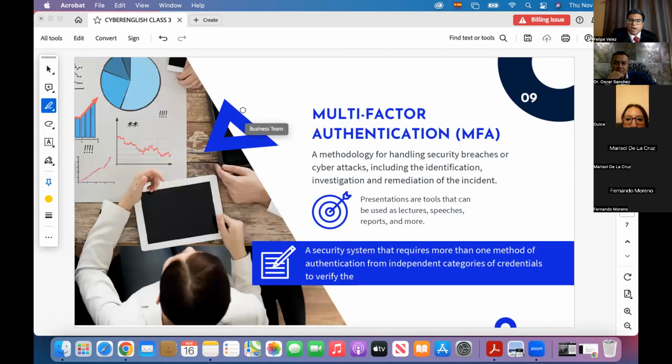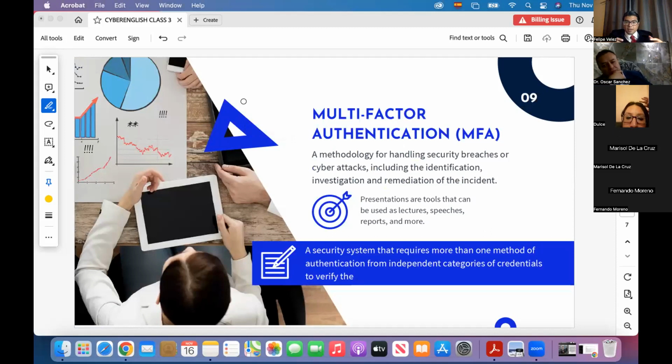Okay, a methodology for handling security breaches or cyber attacks, including the identification, investigation, and remediation of the incident. Again, a methodology. Faster, faster. Everybody? Yes, everybody. A methodology for handling security breaches or cyber attacks, including the identification, investigation, and remediation of the incident. Everybody, come on.